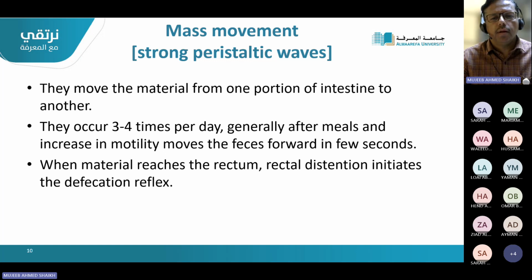If it is becoming full, this will lead to stretching of the rectum. This stretching, a mechanical stimulus, will carry the signal to the spinal cord at the level of the S2, 3, and 4 segments. From here, the outgoing signal will come and cause relaxation of the rectum so that defecation occurs. This is called the defecation reflex.